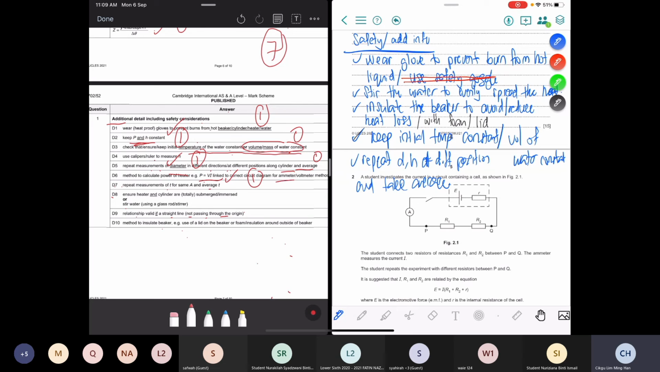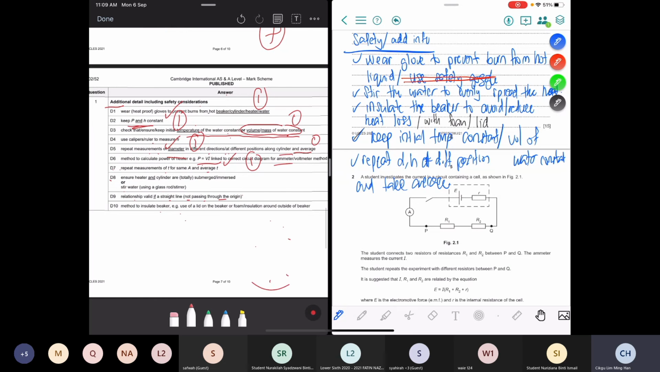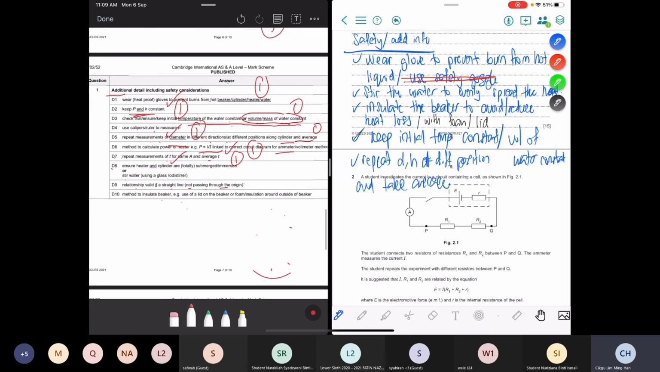Link to the picture, and then measure time. This is by Lokman. We did that just now. Ensure heater and cylinder are submerged or stir. This one by YE, we have mentioned just now. Relationship valid if straight through origin. This one I did mention to you just now. And the last one is insulate. Yeah, we also have this one.